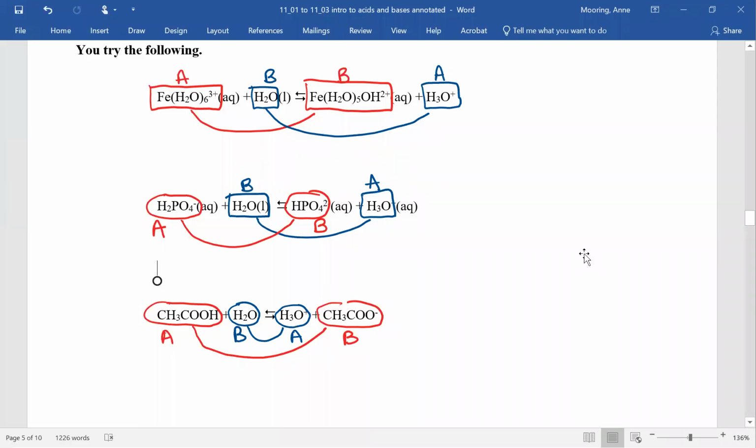Okay, there's the last answer. I was wrong. There wasn't two. There was only one. So take a look. Okay, and so this is it for identifying conjugate acids and bases.